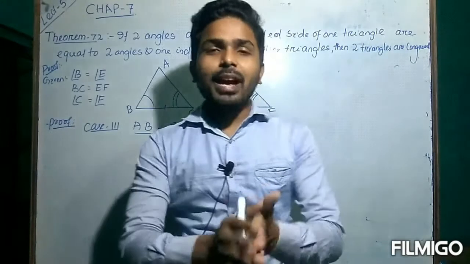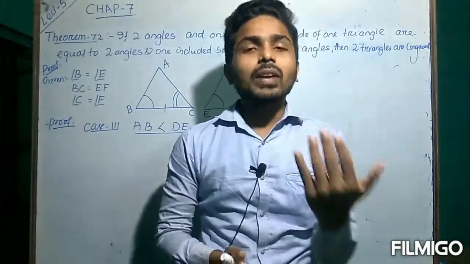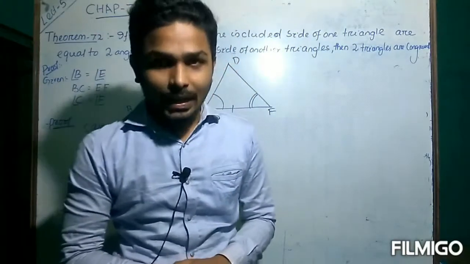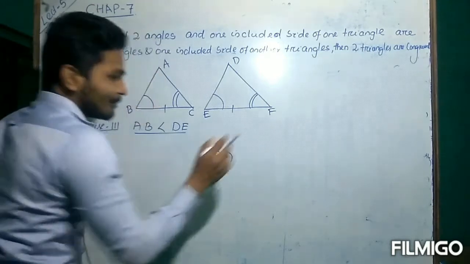So welcome to lecture number 5 of chapter 7. In lecture number 4 we discussed another criterion of congruency of triangles, that is known as ASA congruency.